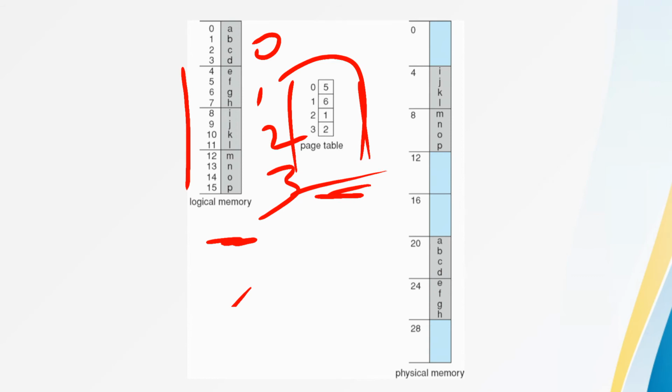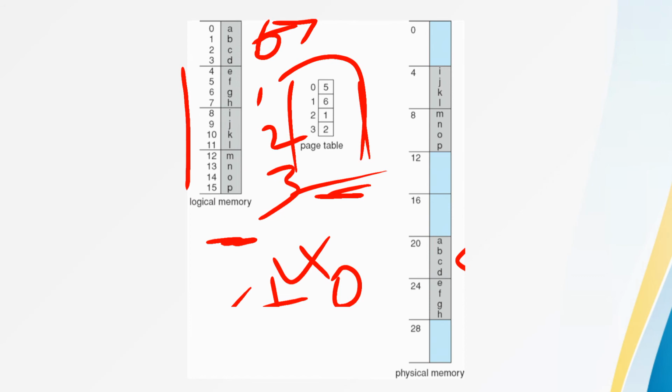5 into how many locations per frame? 4. So how much is 5 into 4? 20. In the 20th place the physical memory is filled with page 0, that is A, B, C, D. Page 0 is filled like this.